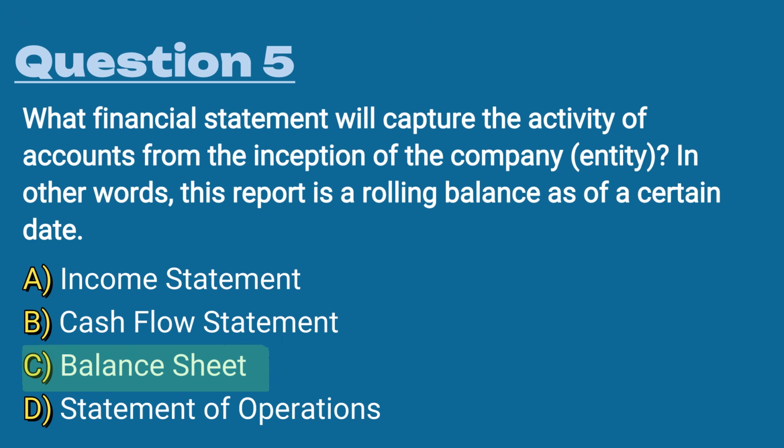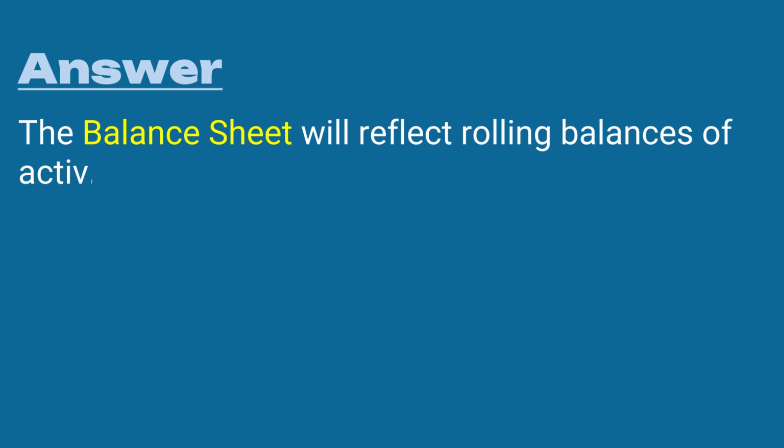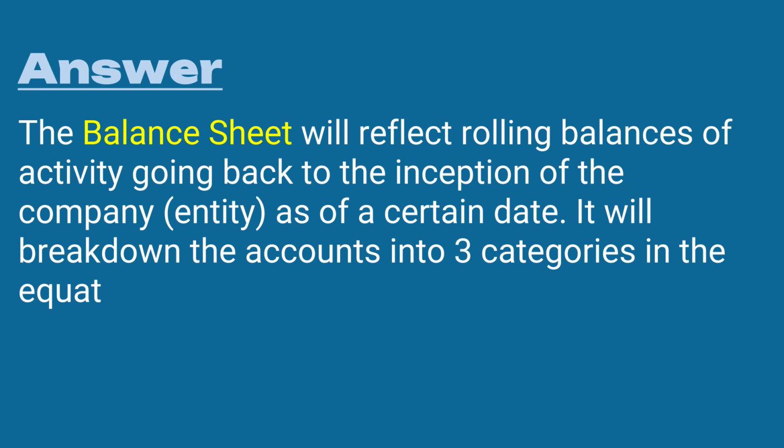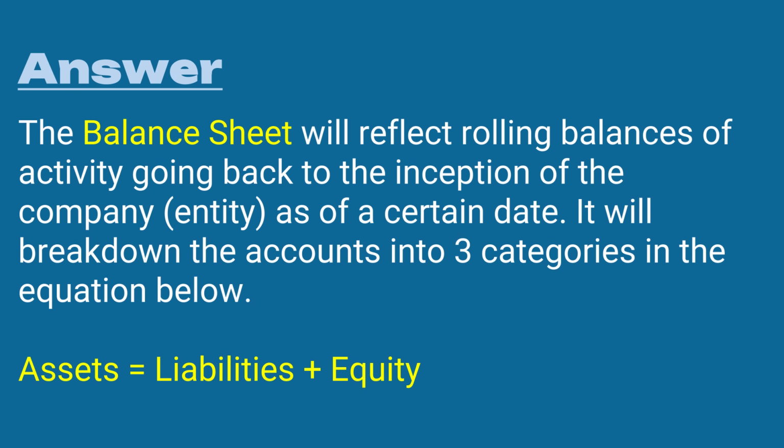The answer would be C, the balance sheet. The balance sheet will reflect rolling balances of activity going back to the inception of the company as of a certain date. It will break down the accounts into 3 categories in the equation below. Assets equals liabilities plus equity.